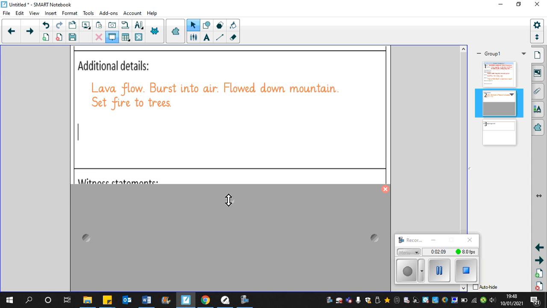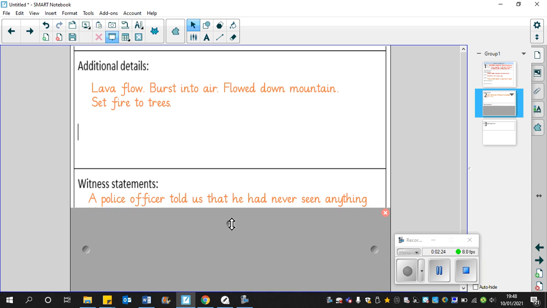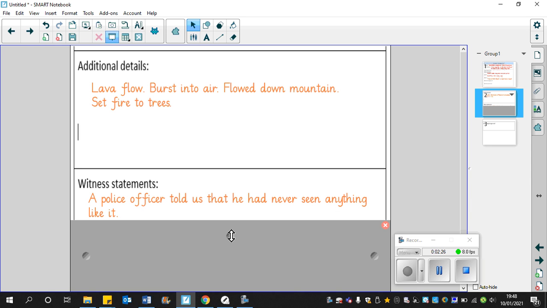The next part is what we call witness statements. A witness is somebody who sees something and they can say, oh, it was fantastic, it was super, it was dangerous, it was terrible. They've actually seen it, so they should know fairly clearly what it was like. So I've just made this up. You can obviously add extra details yourself.